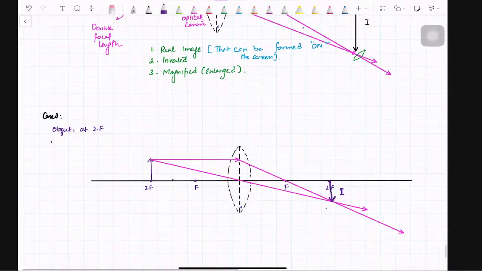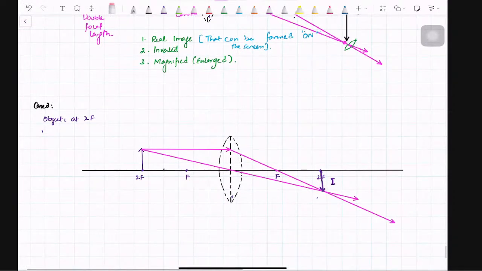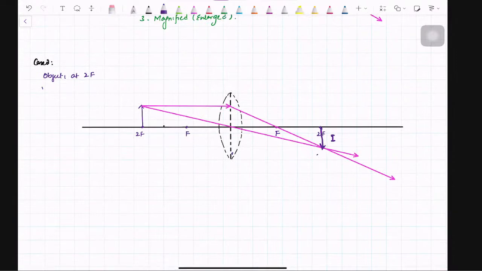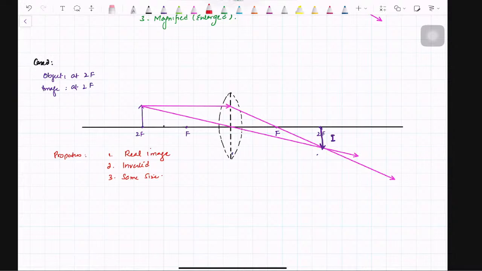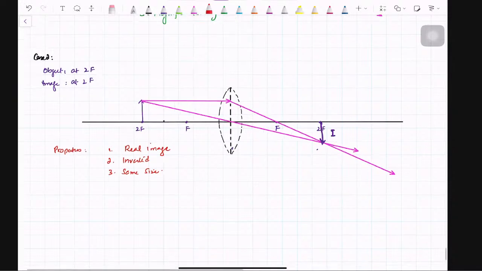Now, yes, the properties. So the properties of this image are, like we can say, the image is also at 2F. Number one, it is a real image because it is forming on the other side of the screen or eye. It is inverted and it is the same size because, as you can see, on both locations the height is the same. Okay, you can draw this and then move forward.